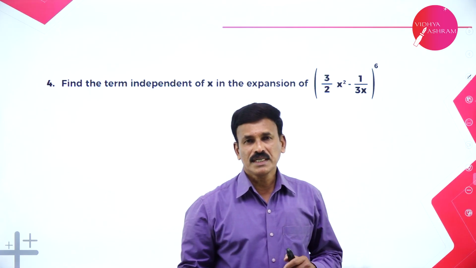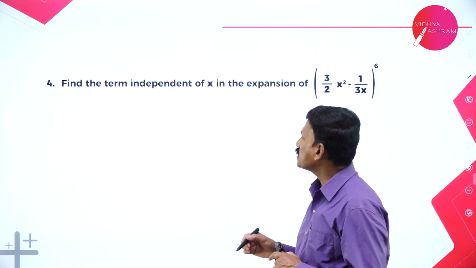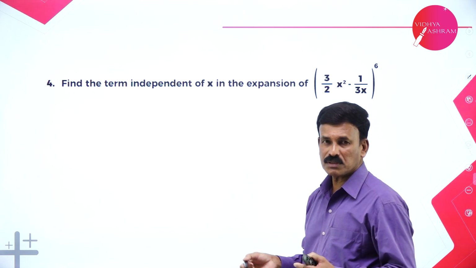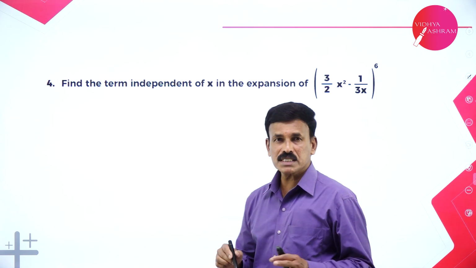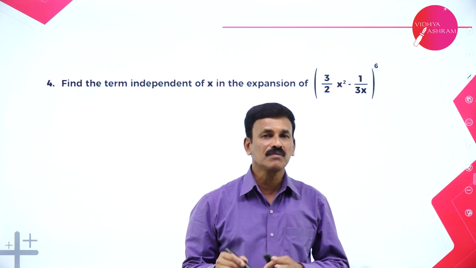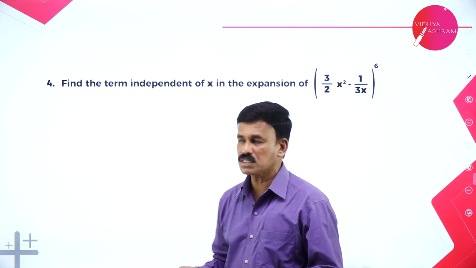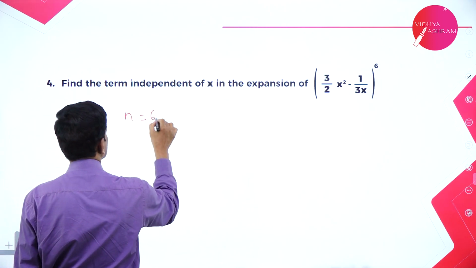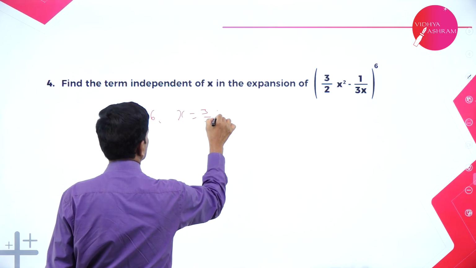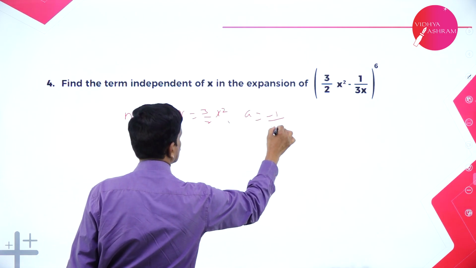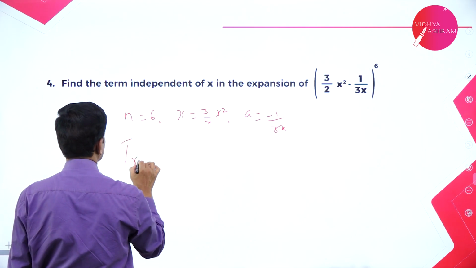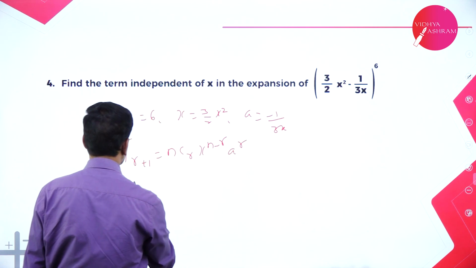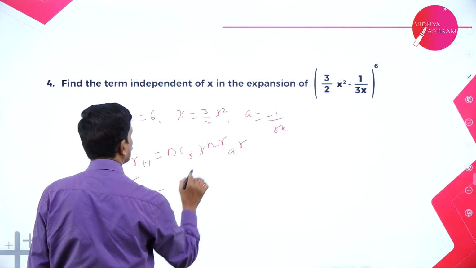Okay. Now move on to the next type of problem, that is finding the constant term or the term independent of x. So constant or independent of x are nothing but the same. So for the constant term or independent of x, equate the power of x to 0. That's it. Now what is given here? 3 by 2. What is n? n is equal to 6. x is equal to 3/2 x square. What is a? a is equal to minus 1 over 3x. Now first find out T(r+1) is equal to nCr x to the power of n minus r a raised to r. T(r+1) is equal to n. What is n?